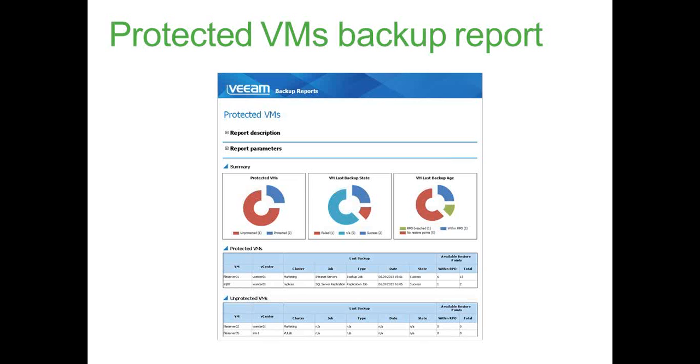Protected virtual machines backup report. Now, the protected and unprotected virtual machines report shows you which VMs have valid recovery points for a specified amount of time. It also includes information on the completion status of recent backup jobs and replication jobs, with the number of restore points available for each listed virtual machine, which basically helps you identify the virtual machines that lack proper backup protection, either because of failed or outdated backups or any other configuration errors.